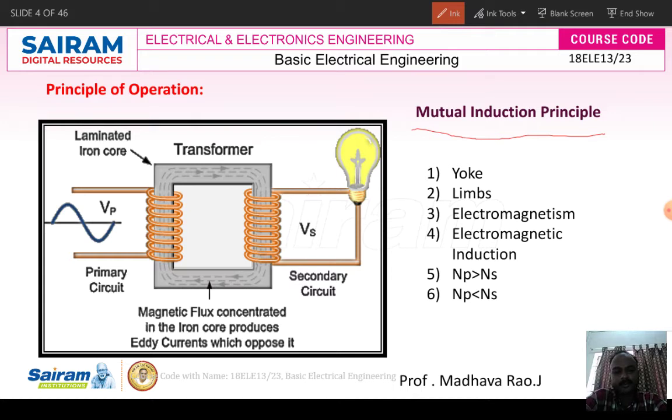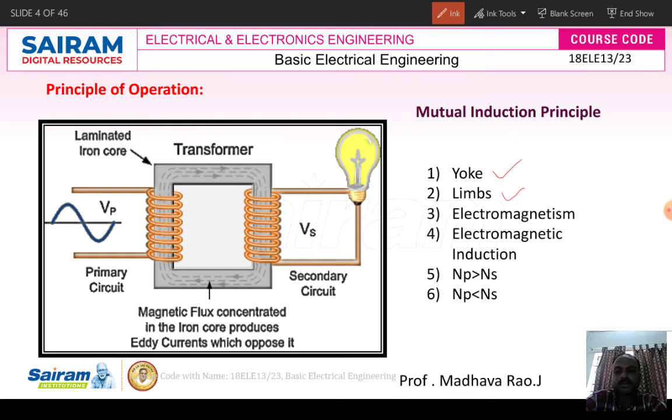Coming to the operation: the principle of a transformer is the mutual induction principle. The transformer consists of a horizontal part and vertical parts. Here this is the horizontal part, and these are the vertical parts. The horizontal part is known as the yoke of the transformer, and the vertical parts are called the limbs of the transformer, which consists of two limbs.